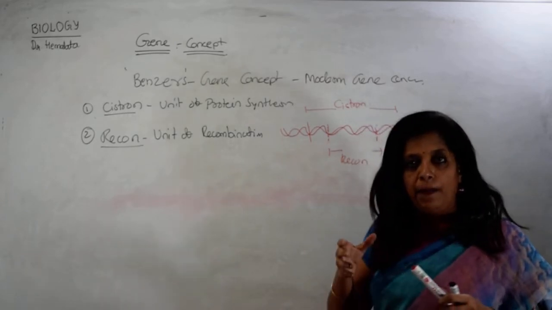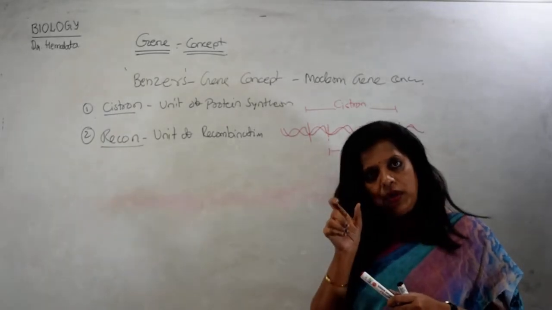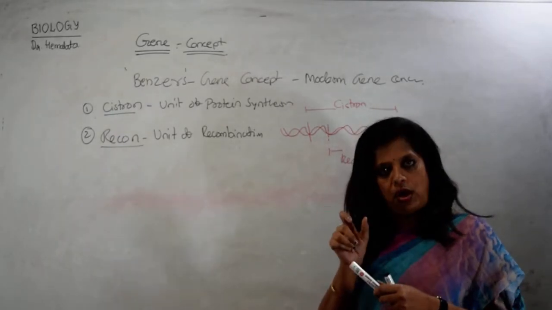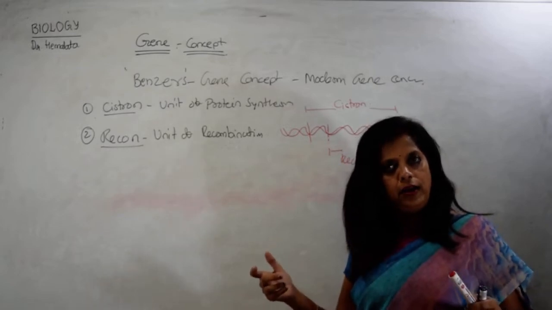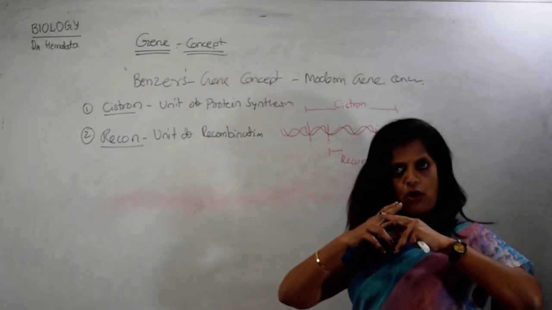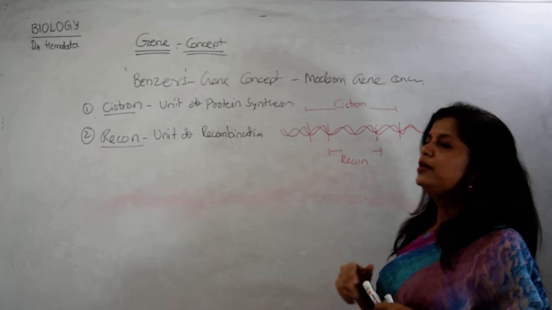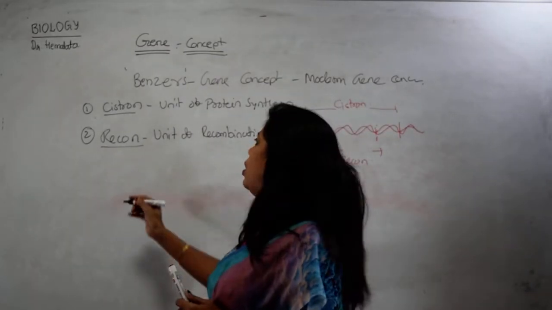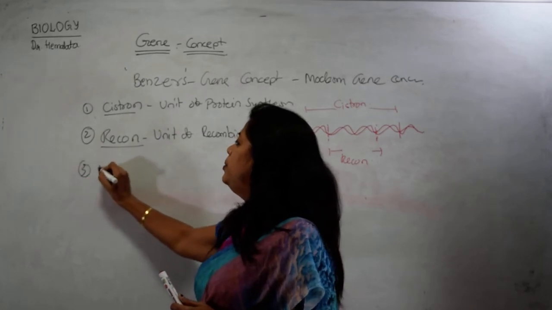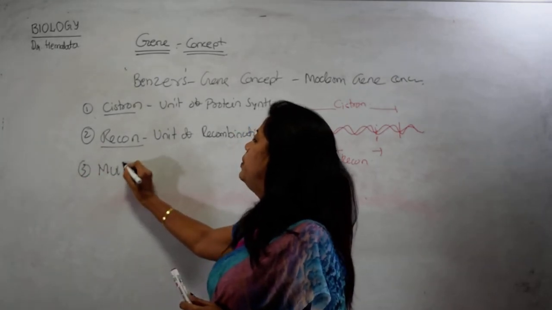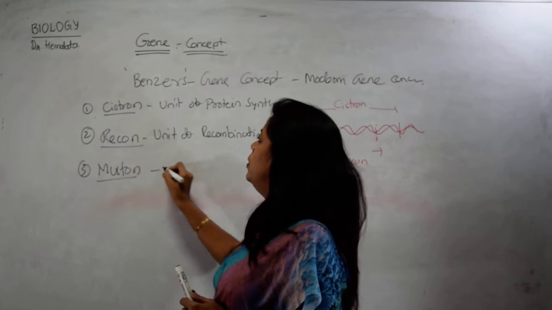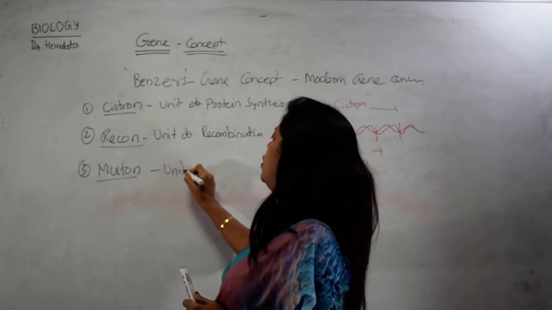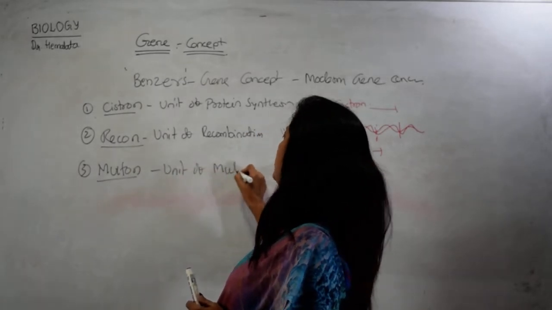Crossing over happens between the area of the cistron. It may not be the whole cistron involved in recombination. Any part can cross over, right? That can be called a gene, called a recon, the unit for recombination. The third one can be called a muton. Remember the words I am using. Muton is the unit of mutation.